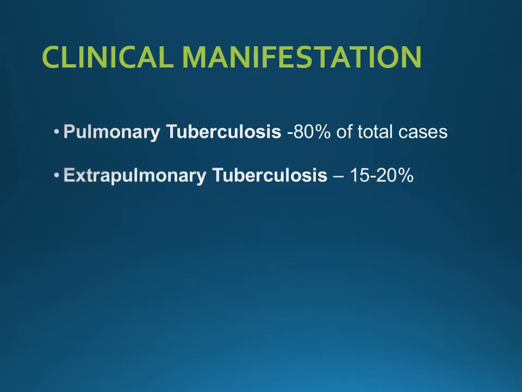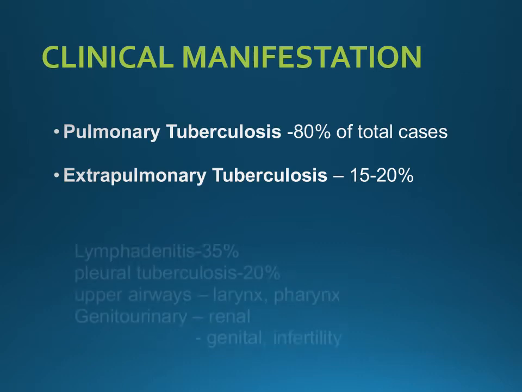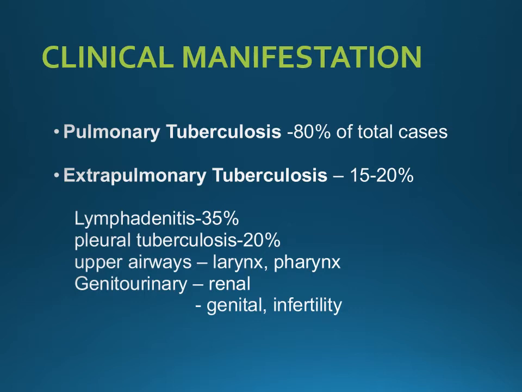80% of the total cases that come with TB presentation are pulmonary tuberculosis, and the rest 15 to 20% cause disease in the extrapulmonary region. Among that, lymph node involvement, that is lymphadenitis, is approximately 35%. Then the second most common in the extrapulmonary group is pleural tuberculosis, usually presenting with pleural effusion. Other than that, there could be involvement of upper airways like larynx, pharynx. It can also involve the genitourinary tract, causing renal tuberculosis.